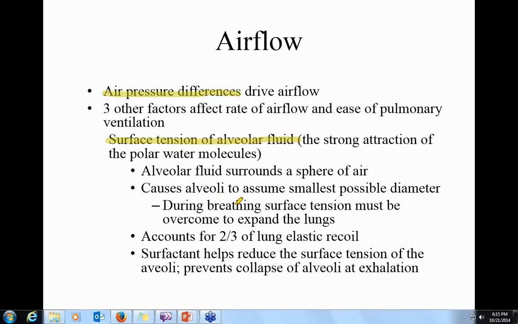Your body makes a molecule called surfactant, and that helps overcome or reduce surface tension, so your alveoli don't collapse. That's the primary reason. Surfactant is also given during acute respiratory disorder in premature infants. Surface tension also accounts for 2/3 of the lung elastic recoil.